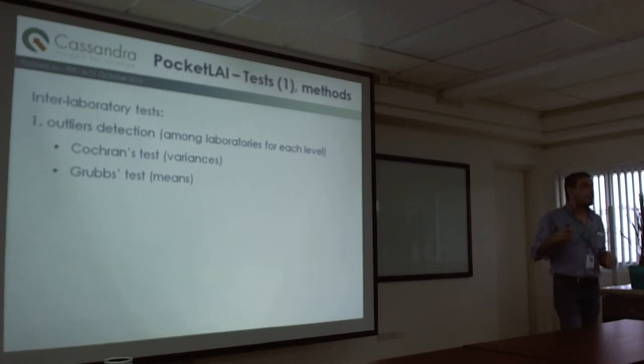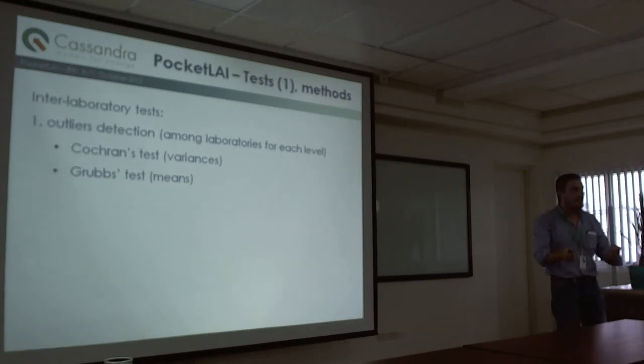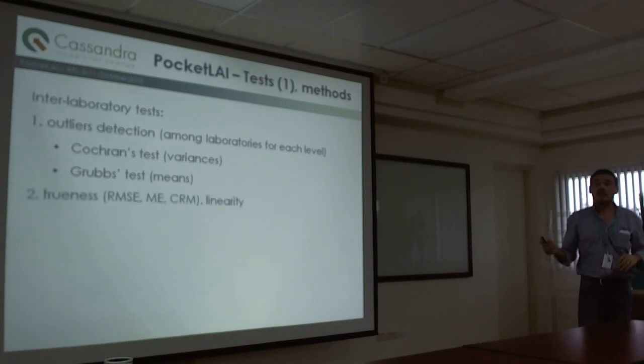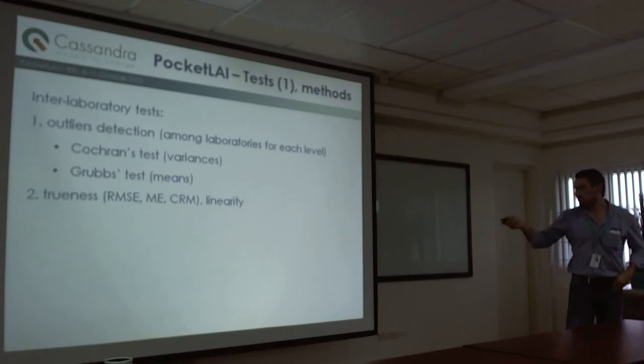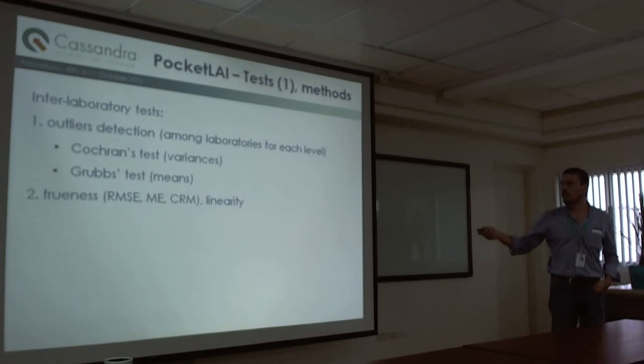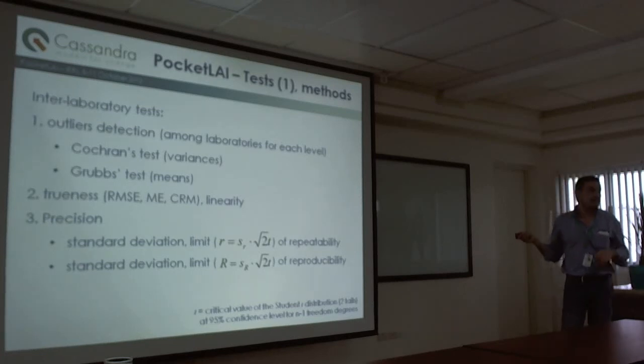So the concurrent test has been applied to detect outliers on the variances, so the largest variance is due to the students like this, and the group test on the mean. After discarding outliers, this is the ISO protocol, we calculated the trueness on the remaining values. So some error matrix calculated, so the root mean square error, the modeling efficiency, the coefficient of residual mass, and the linearity, and so on. And then for the precision, we calculated the standard deviation of repeatability together with its limit, and the standard deviation of reproducibility together with its limit. Okay?